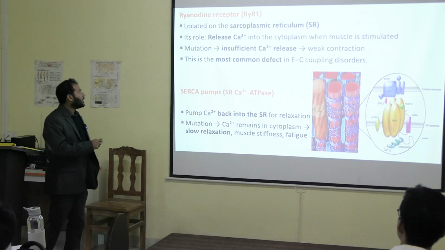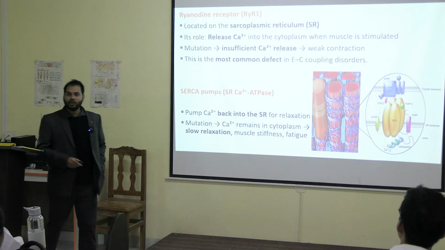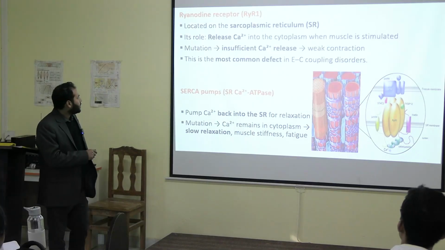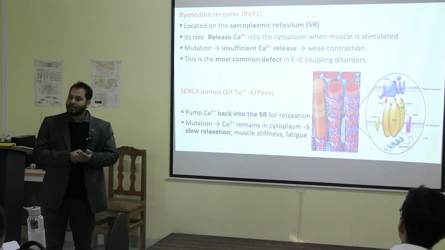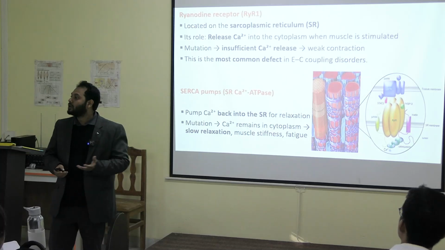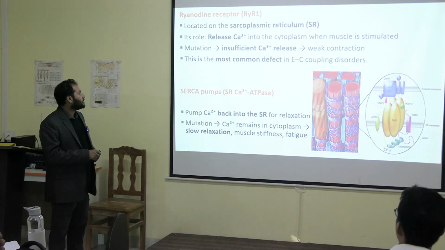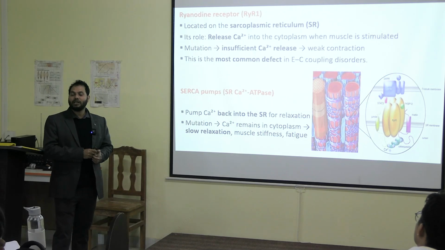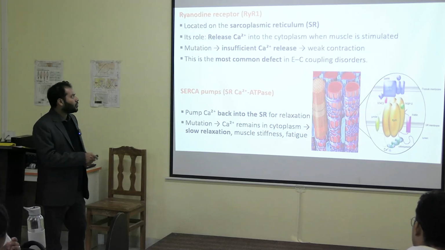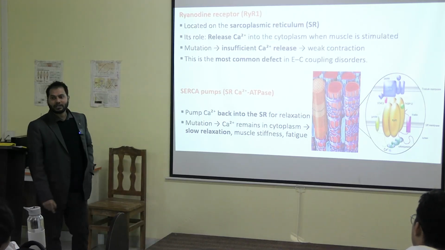Like you see, ryanodine receptors, which are located in the sarcoplasmic reticulum, right? And what is the role of that protein? Ryanodine receptors release calcium ions into the muscle cell cytoplasm when the muscle is stimulated, right? So in normal conditions, if there is a sufficient release of calcium ion from the sarcoplasmic reticulum, there will be a muscle contraction due to sufficient availability of calcium. But if there are mutations in that particular gene, there is insufficient calcium release. So insufficient calcium release means in the muscle cell cytoplasm, there will be less calcium ion. So the force of contraction also will be less. This is the most common defect in excitation-contraction coupling disorders.